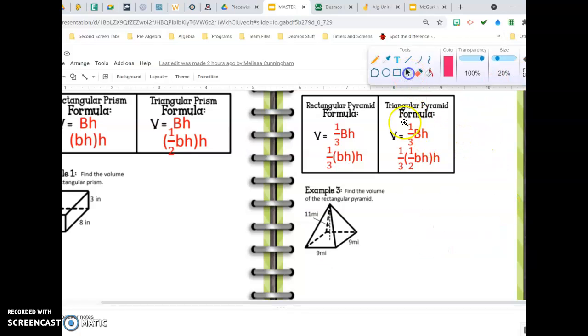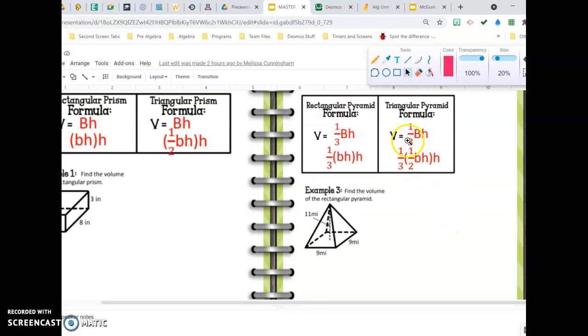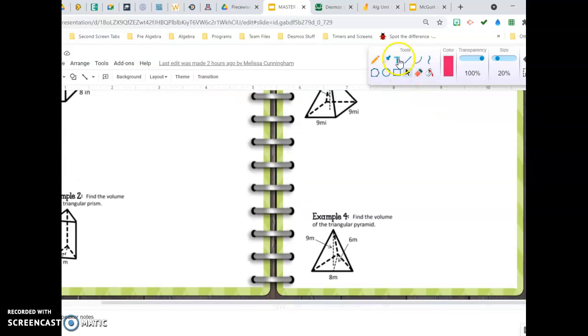And then the next one is going to be our triangular pyramid, all right? Again, we're still going to do 1/3 times the area of the base times the height of the pyramid. But because the base is a triangle, we have to do the area of a triangle formula, which is 1/2 base times height. So I'm going to write down my formula. Again, it's 1/3, and then in here, I'm putting the formula for area of a triangle, 1/2 base times height, and then times the height of the entire pyramid.